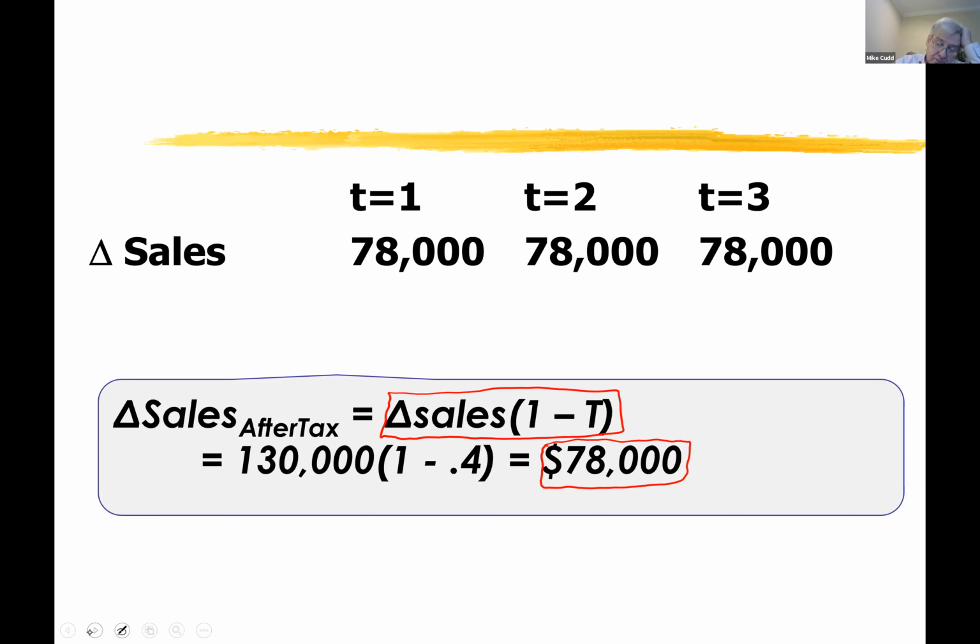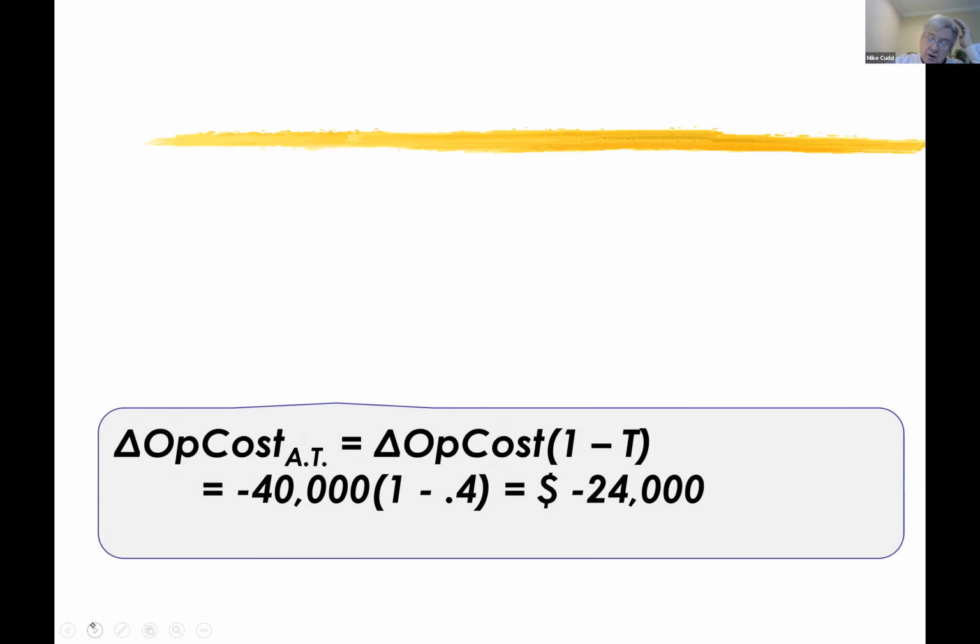Likewise, we'd have an increase in cash operating costs, $40,000 out each year. But operating costs are tax deductible. If you pay more for labor, you actually get to lower your taxable income. To figure out what that operating cost cash flow would be after taxes, you multiply it by 1 minus the tax rate.